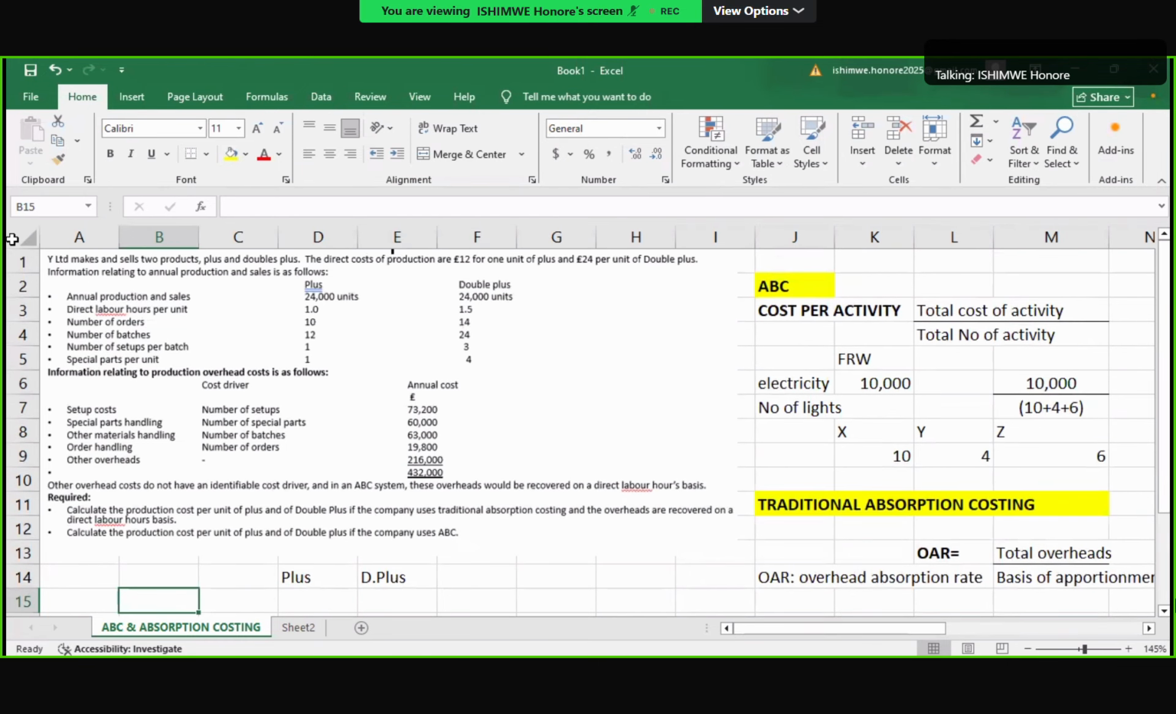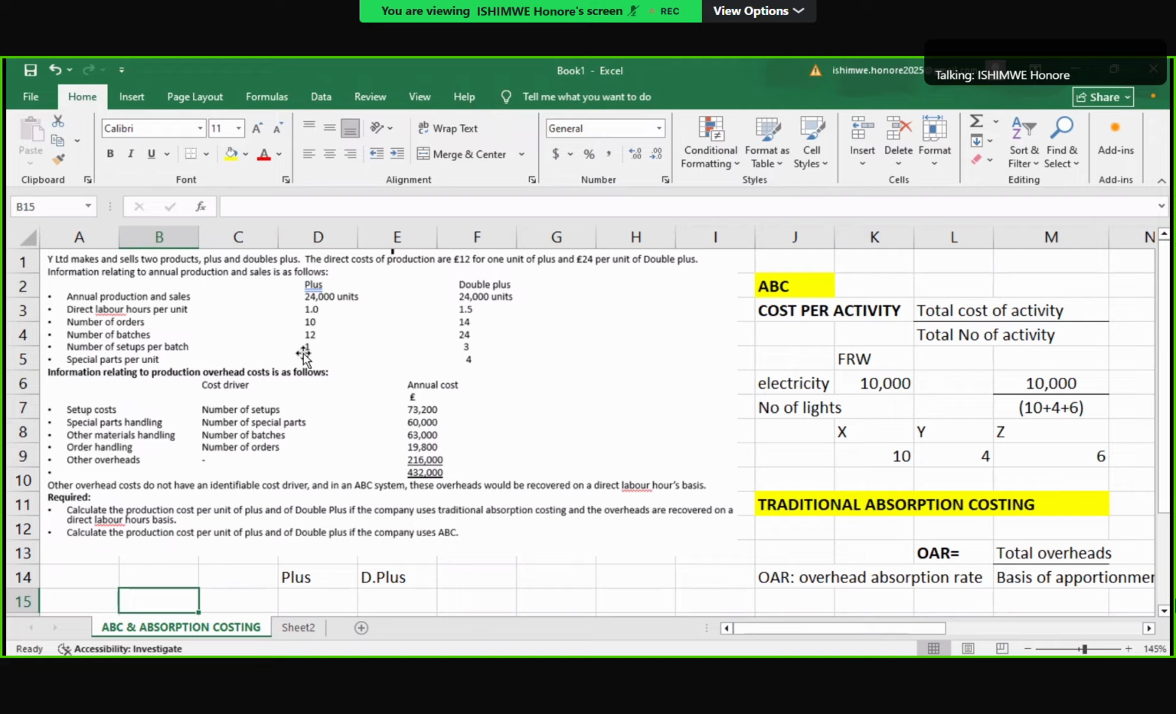Let's go to the question again, but we will be answering because we have already read it. They say Y Limited makes and sells two products, plus and double plus. The direct cost of production is 12 for 1 unit of plus and 24 per unit of double plus. This is not direct material, not direct labor, not direct expense. It is the total of them. It combines the direct cost.